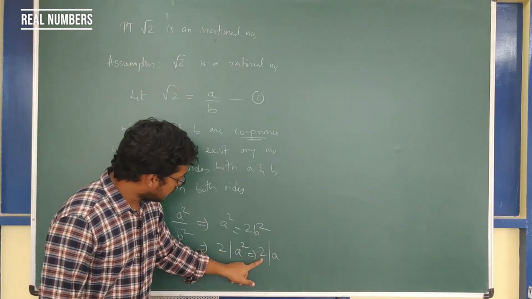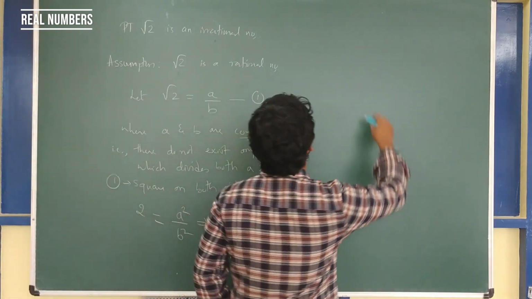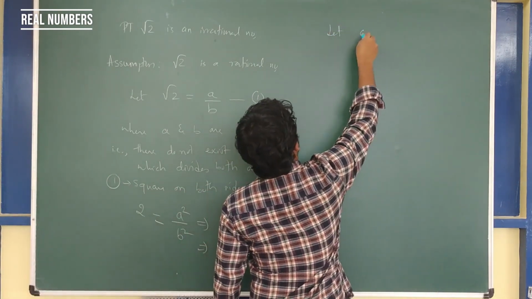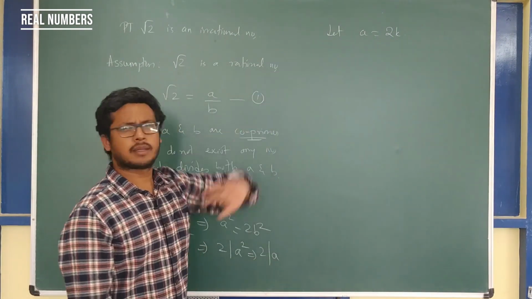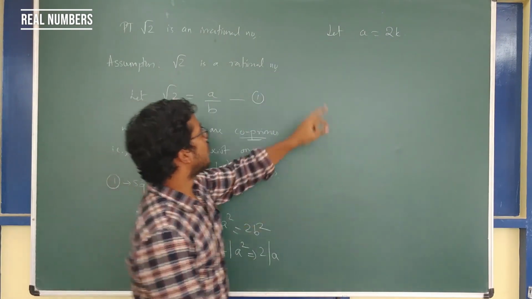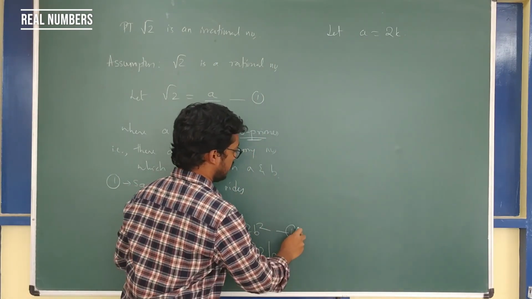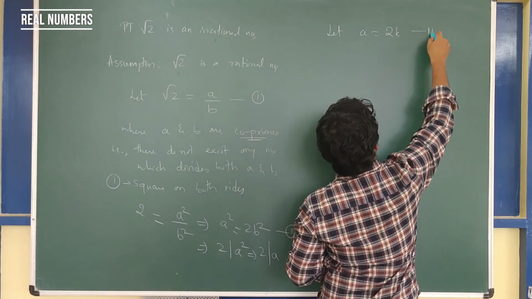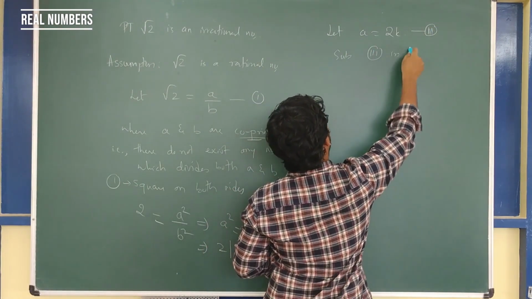So since 2 divides a, which means a is some multiple of 2, we'll make this assumption. Let a be 2 times k, because it is some multiple of 2. Correct? And then what I do, I'll substitute. Let's call this equation 2. I'll substitute 3 in 2. This is 3, so substitute 3 in 2.